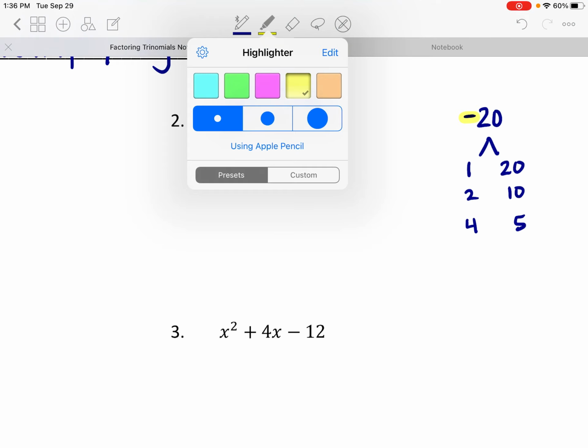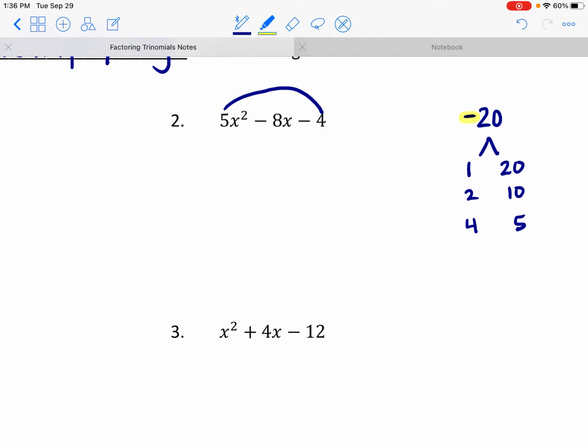It could be that it's a negative 1 and positive 20, or it could be a negative 20 and positive 1. But one of those numbers is going to have to be negative to make a negative 20. Same here. Is it a negative 10 and a positive 2, or negative 2 and positive 10, or is it the reverse? One of the numbers has to be negative for the product to be negative.